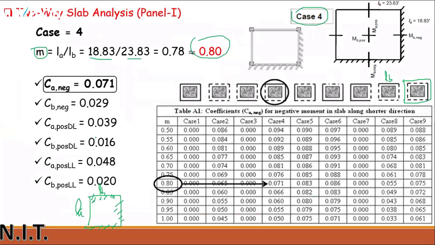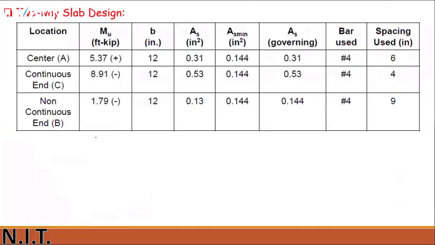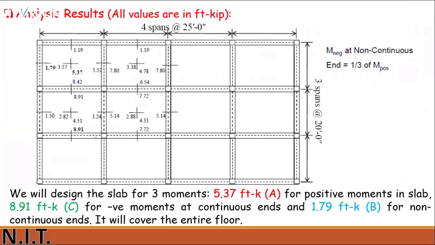Once we have calculated these moments for all the panels, like this is panel 1, the 4 moments are MA negative, MA negative, MB negative, and MB negative. This is MB positive, and this is MA positive. Clear? Similarly, on the other sides, all the moments are applicable.